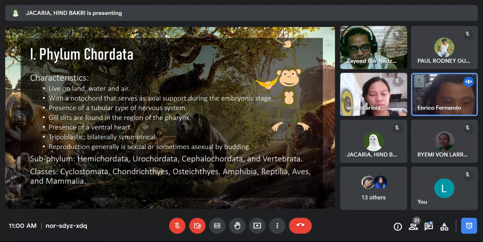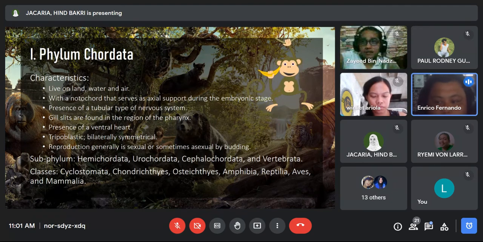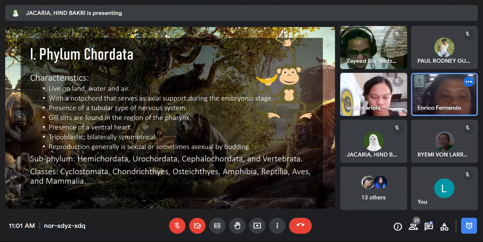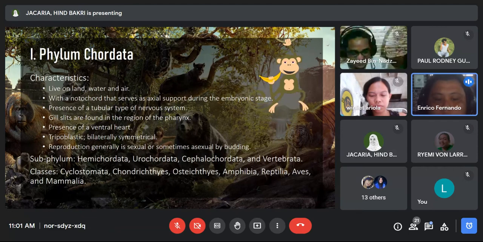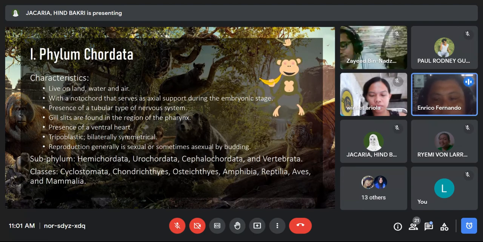Also, triploblastic, bilaterally symmetrical. Yung triploblastic naman, this means na may three layers of embryonic cells, which are the ectoderm, mesoderm, and the endoderm. Phylum Chordata also, yung reproduction nila is generally sexual or sometimes asexual by budding. So yung budding more on ano siya, yung sa mga multicellular and unicellular organisms.